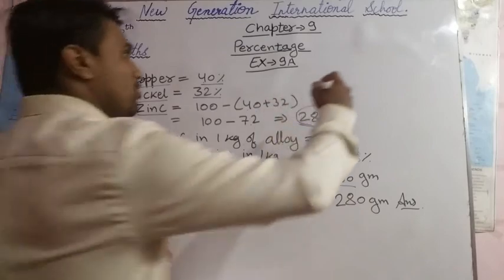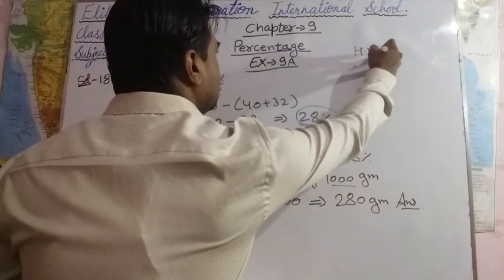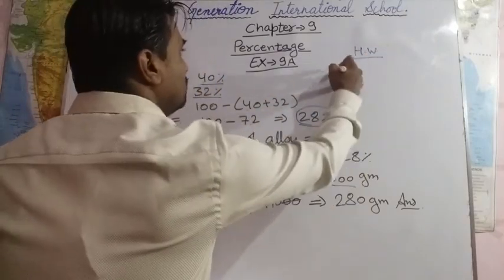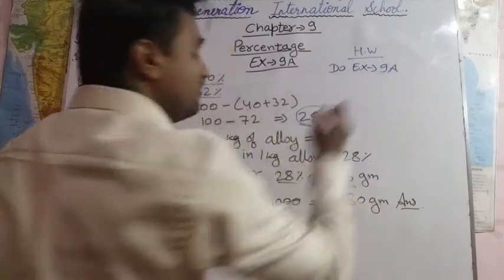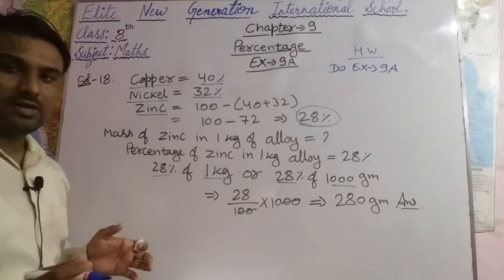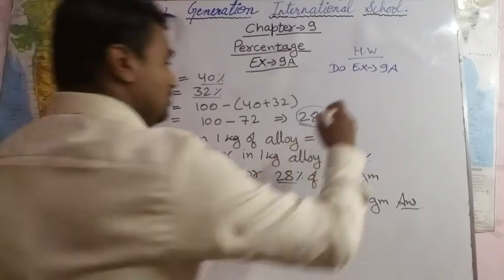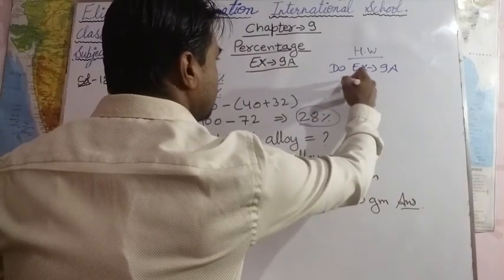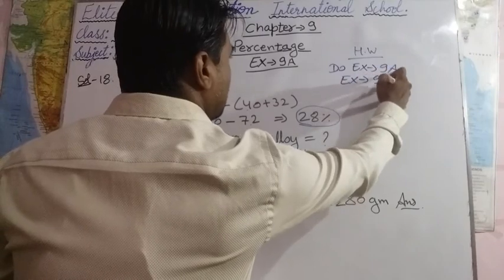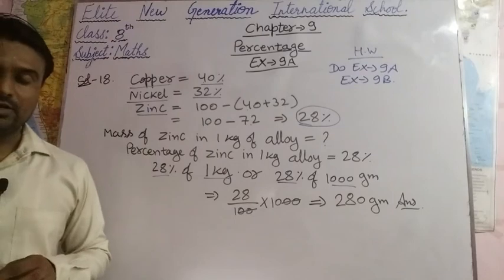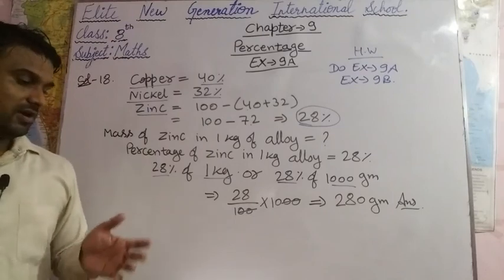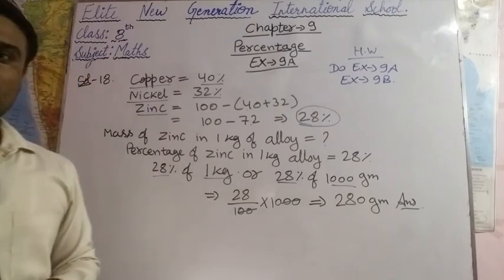After this, your homework is to do exercise 9a with the solved examples. All the solved examples you can also try, and also try exercise 9b, that is optional. This exercise is optional, but you have to complete this chapter, and in the next session we will start our next chapter. So thank you for watching the video.